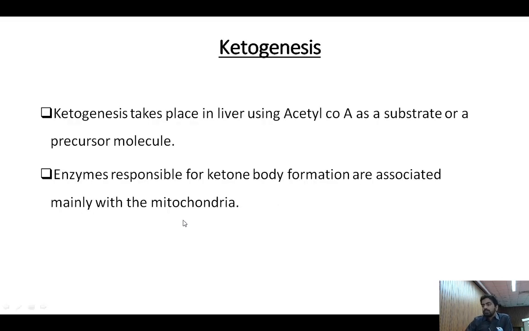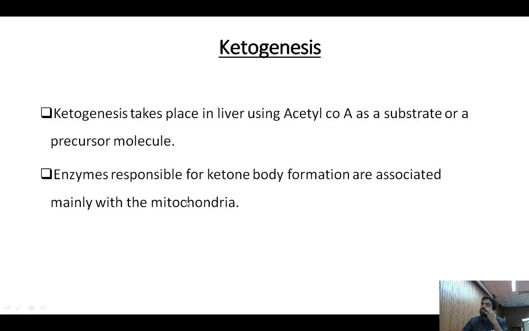Now we'll see how ketone bodies are formed. Ketogenesis takes place in the liver. So what is the substrate or precursor molecule? I told you, acetyl coenzyme A. So where does acetyl coenzyme A come from? From fatty acid oxidation. And the enzymes responsible for ketone body formation are found mainly in the mitochondria.